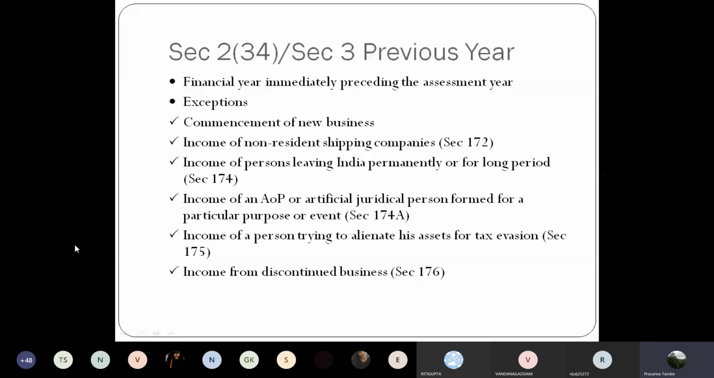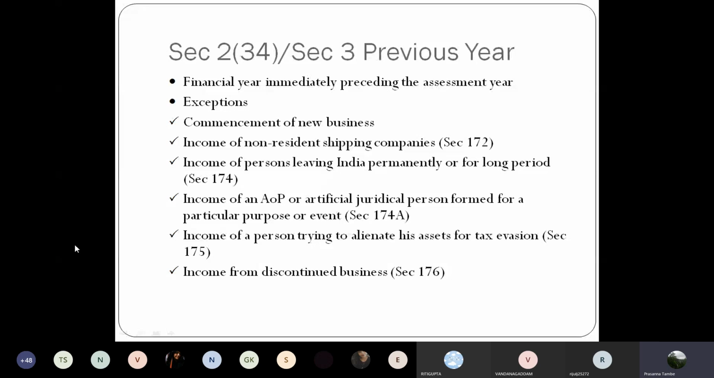Now, if you look at our syllabus, it is going to deal with assessment year 2020-2021. So for this assessment year, the immediately preceding financial year is your previous year. So for us, the previous year will be 2019-2020. So for all of us, for our workings and problems and reference and syllabus, previous year is 2019-2020, which corresponds to assessment year 2020-21.